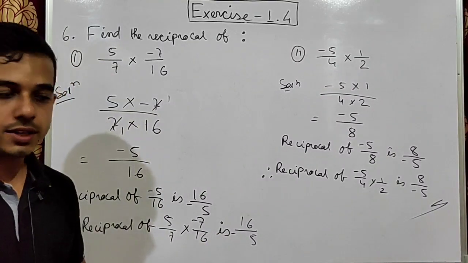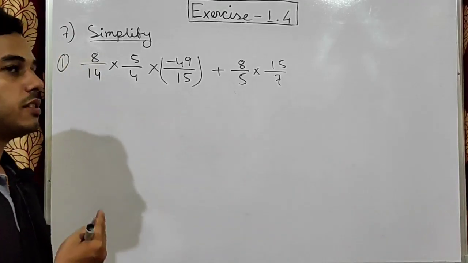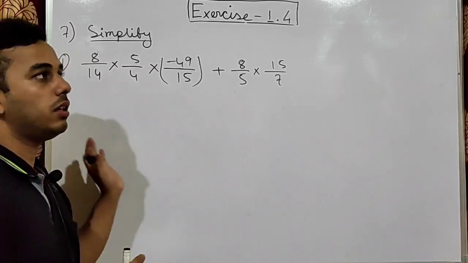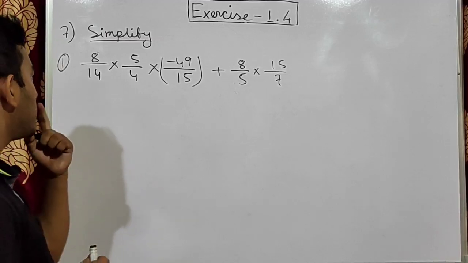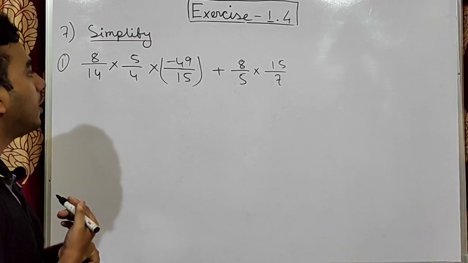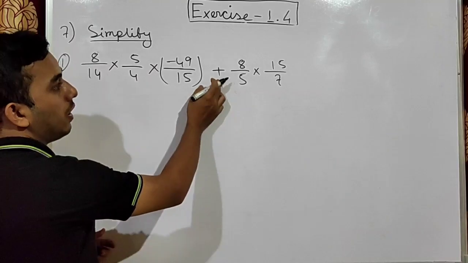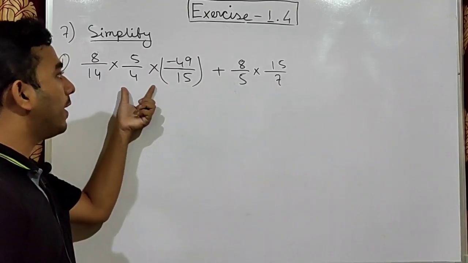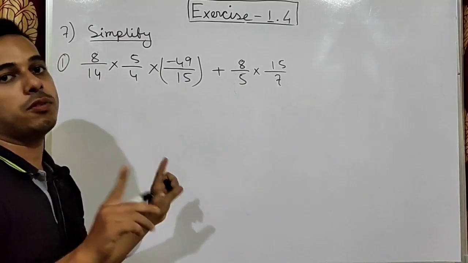So now let's move to our next, that is question number 7. So our question is simplify, and we know what is the meaning of simplify. That is, we have to express the given expression in the simplest form. So here the expression is 18 by 40, 8 by 14 into 5 by 4 into minus 49 by 15 plus. Okay, here this plus separates this part. This is one part and this is one part. First we have to find the product of this, and we also find the product of this. After finding their product, we have to find their sum.